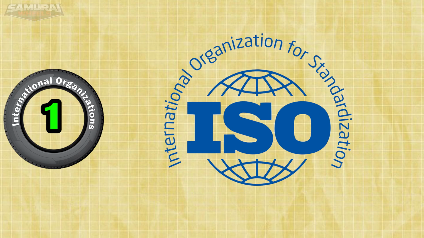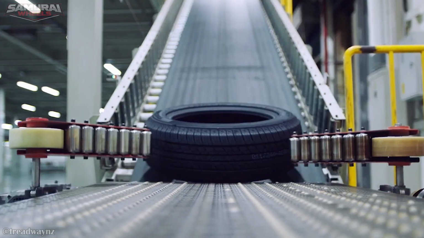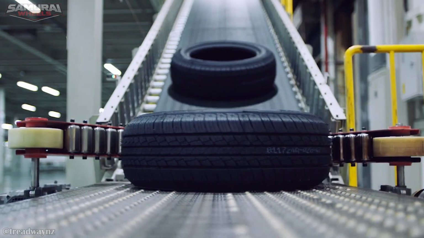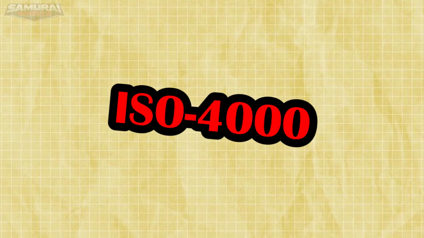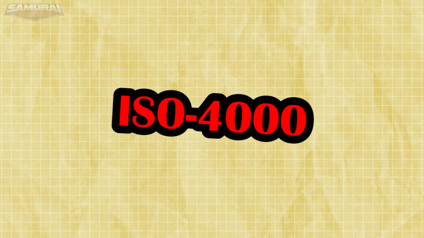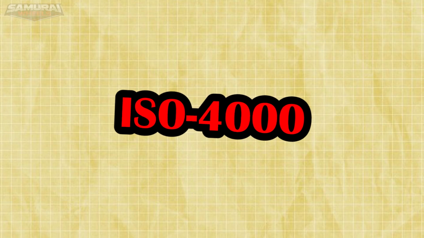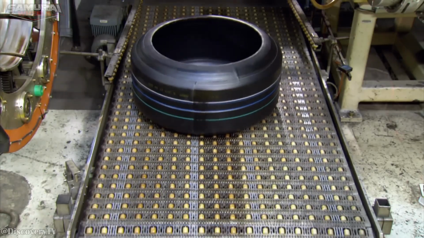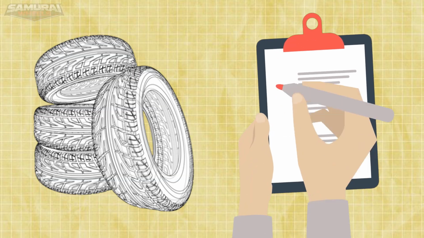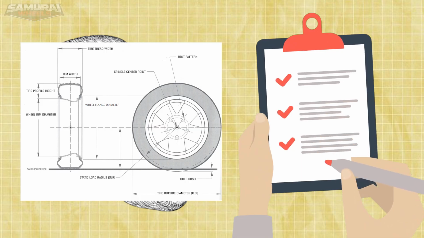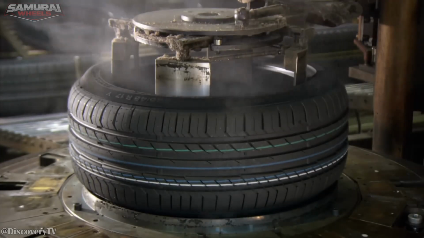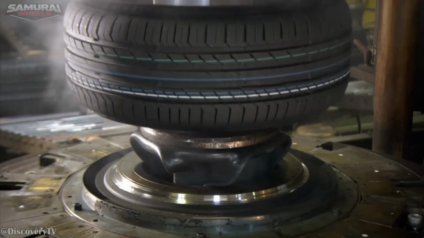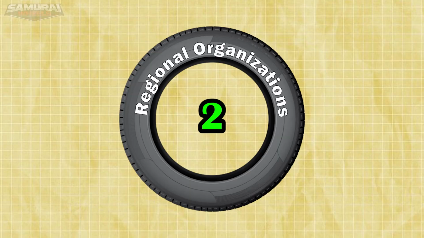First, international organizations. ISO, International Organization for Standardization, develops global technical standards for many industries, including tires. ISO 4000 standards refer to a set of international standards that define tire size designations, dimensions, and load capacities for passenger car tires. It provides the global standard for how passenger car tires are sized and rated, ensuring safety, compatibility, and international consistency.